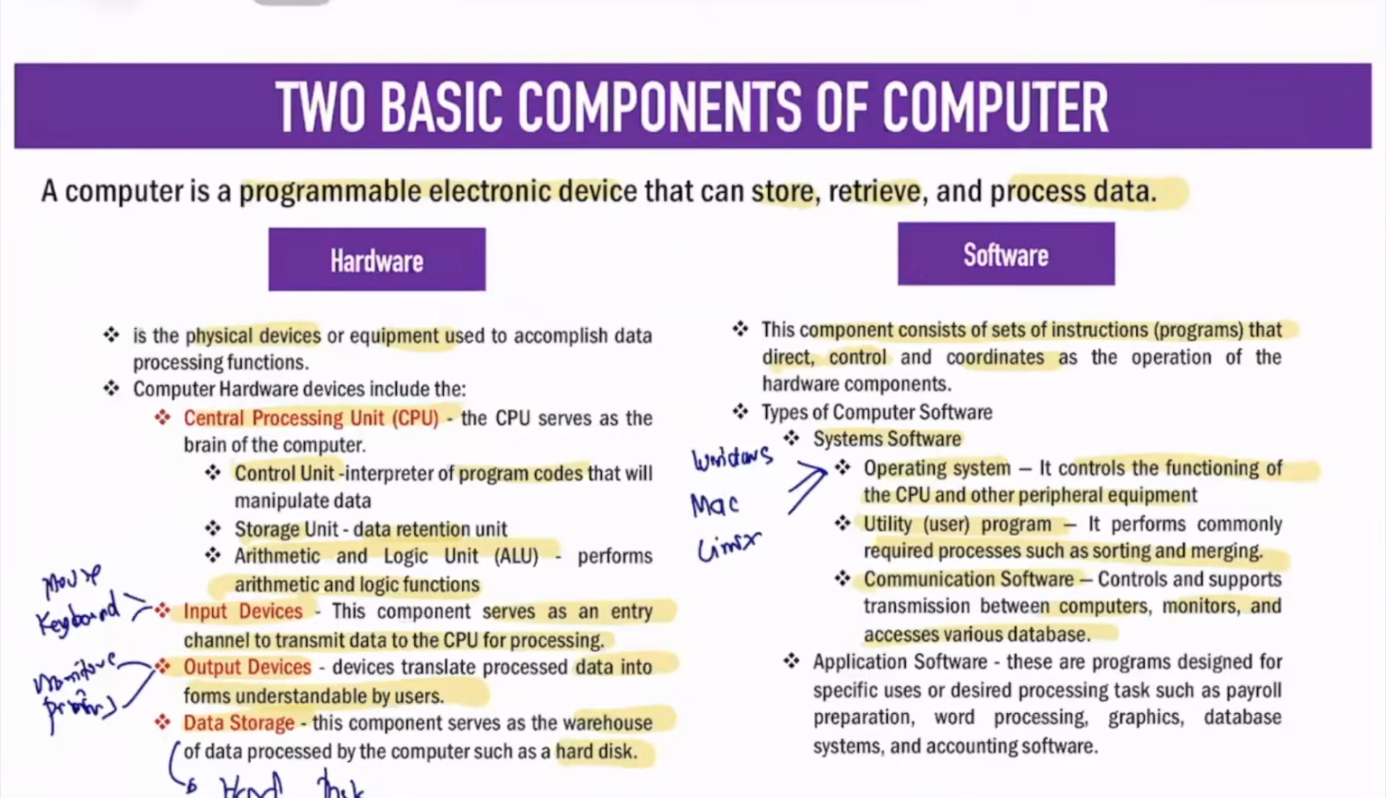Aside from your system software, we also have your application software. These are programs designed for specific uses, or desired processing of data, such as payroll, word processing, graphics, database system, and your accounting software. Normally, you already know these different application software, also known as apps. It can be your Microsoft Word, Microsoft Excel, whatever apps or software installed on your computer is known as application software.